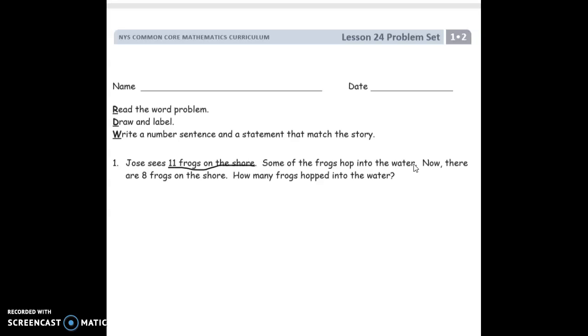No, I don't see a number or a question, but I do want to know how many hopped into the water. Now there are 8 frogs on the shore. Do you see important information that we should underline there? Yeah, there are 8 frogs on the shore now. How many frogs hopped into the water? And we always want to underline our question, because it's important that we remember to answer it.